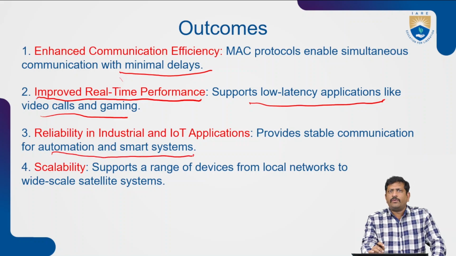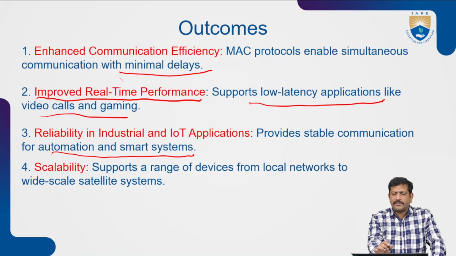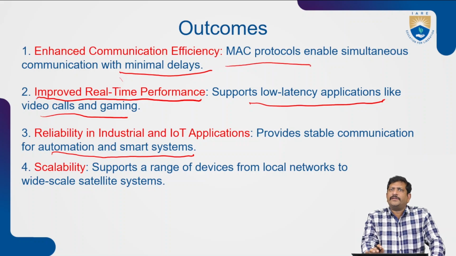Automation and smart systems need very reliable and efficient communication. Reliability means without errors. Without errors, data transfer can be done with the MAC protocol. MAC is nothing but the medium access control protocol. Each and every machine has its unique MAC address. While manufacturing devices, computers or laptops, the manufacturer gives a unique MAC address to each device. Another outcome is that it is very scalable.